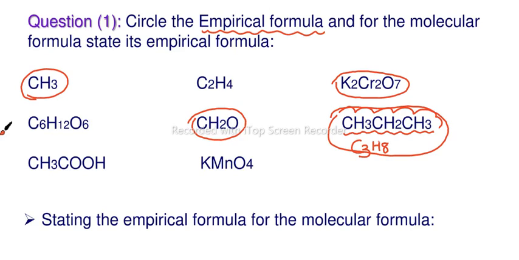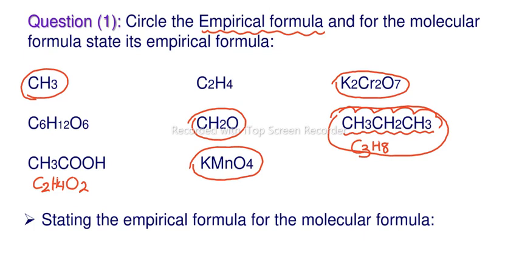Continuing with the ethanoic acid, it is C2H4O2. So I can simplify, it's not an empirical formula. Finally, for the potassium permanganate, it is an empirical formula. You cannot simplify further. According to the question, I already circled all the empirical formulas, molecules, or compound. Now the second part from the question is asking me to find out the empirical of the molecular.